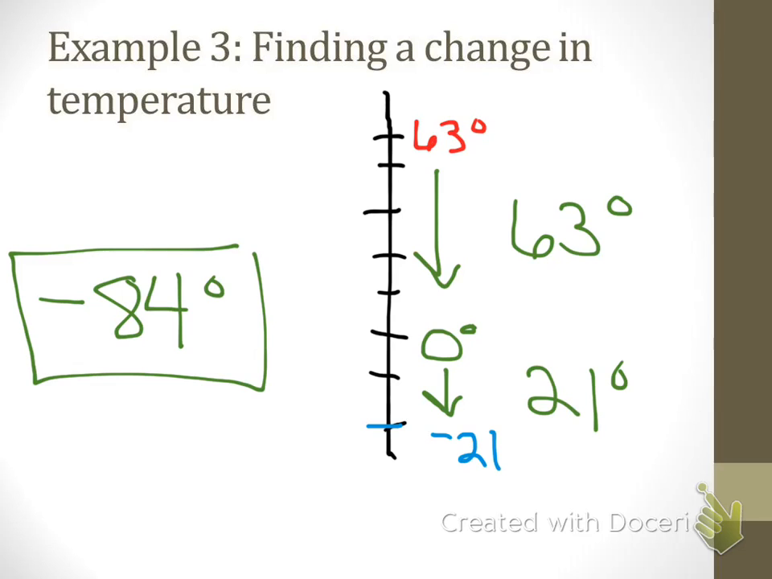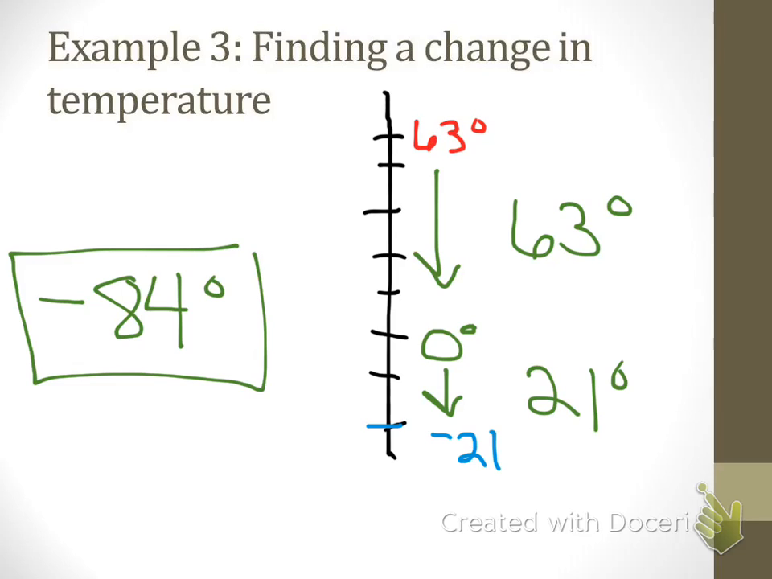Do you see how, now I know that my thermostat is lacking, to say the least, but do you see how we figured out what the change was? If you go from a positive 63 degrees to a negative 21 degrees, you have to add them together because you go through 0. You have to drop 63 degrees to get to 0, and then it's 21 more. Okay? So you add them together, and it's negative because it was a drop in temperature. Does that make sense? A little bit, maybe?